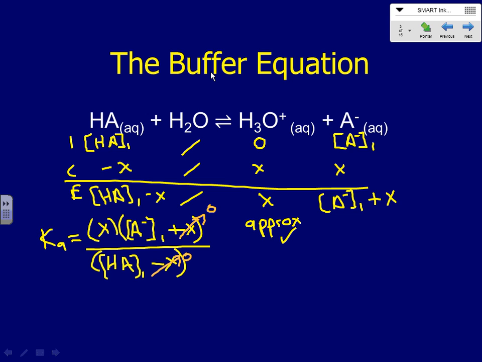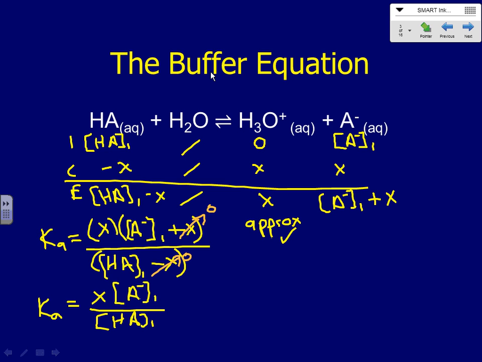All right. Well, now with all of that gone, I essentially have Ka is equal to X times the concentration of the conjugate base initial over the concentration of the weak acid initial.